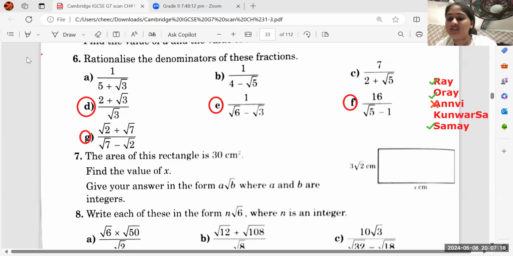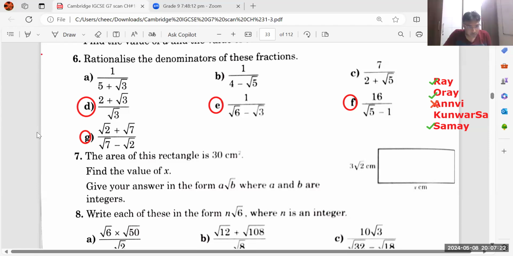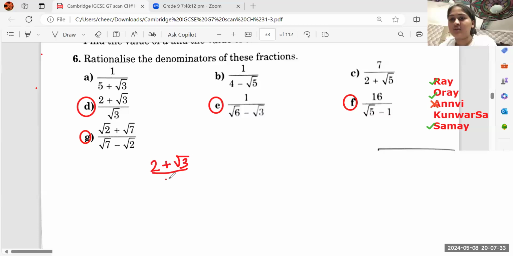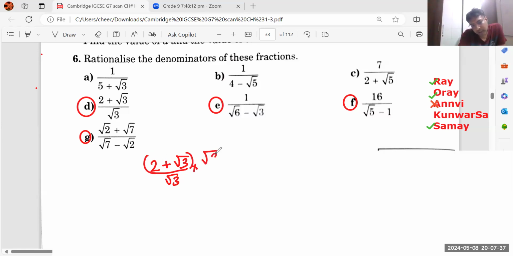Sir, I didn't get it. Like, this is all correct. Let me solve. So what's the rationalizing factor or conjugate in this question? Under root 3, the root 3. So we will multiply under root 3 in the numerator and the denominator. Remember to use brackets here because without brackets, it's not correct. So you will get 2 root 3 plus 3 upon 3.